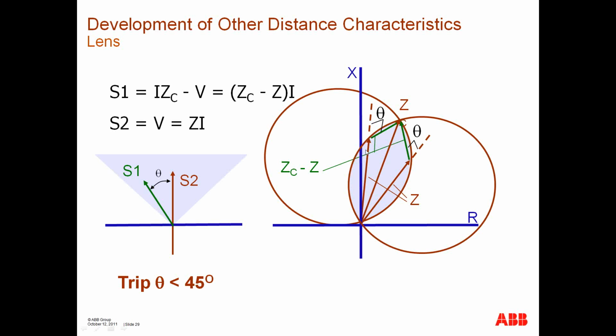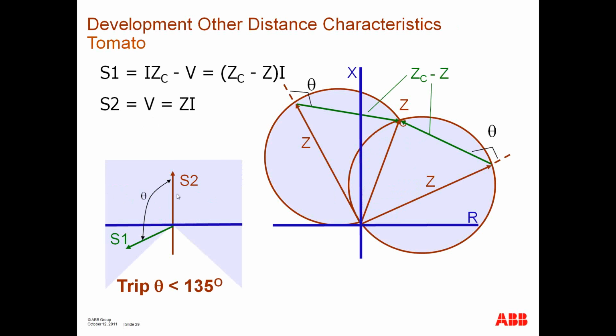Development of other distance characteristics. Here I show you a lenticular characteristic, and that is done in the same fashion that a mho characteristic is done, except now, instead of giving a full 180 degree region of operation, we're only given this region of operation that's plus or minus 45 degrees. And changing that to 135 degrees, you get what's referred to as a tomato characteristic.